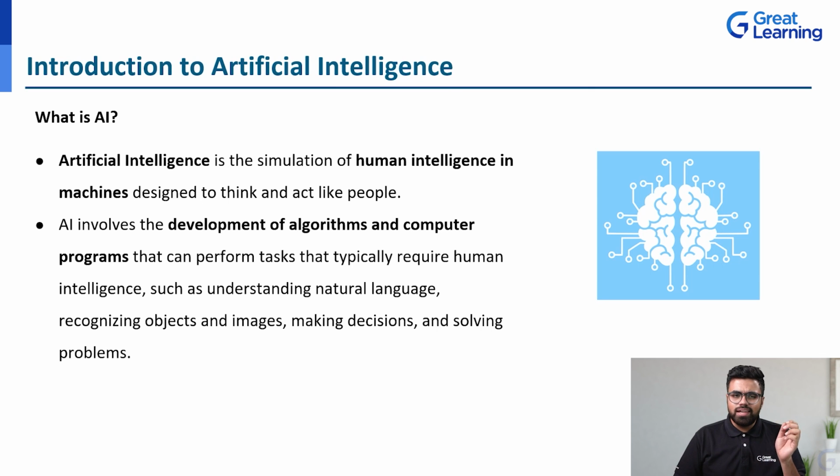Now, AI involves the development of various algorithms and computer programs that can perform a variety of different tasks such as natural language processing, recognizing objects and images, making logical decisions, and solving various complex problems that are a bit difficult for humans to solve.